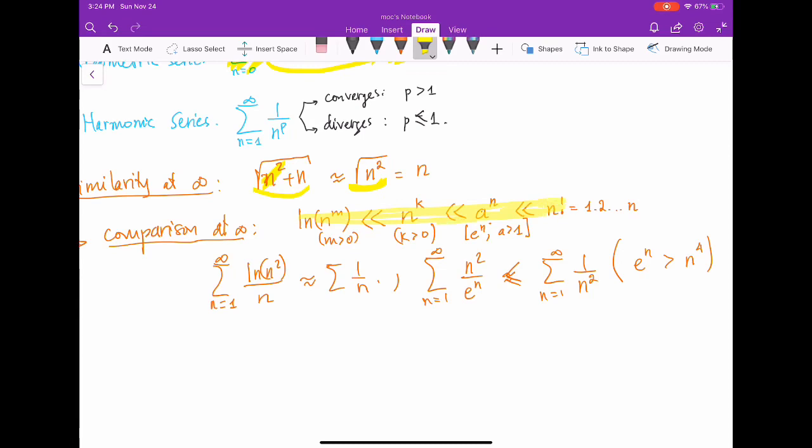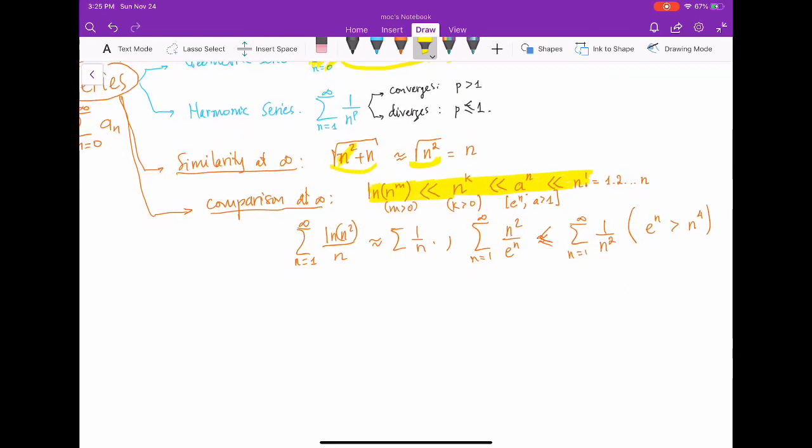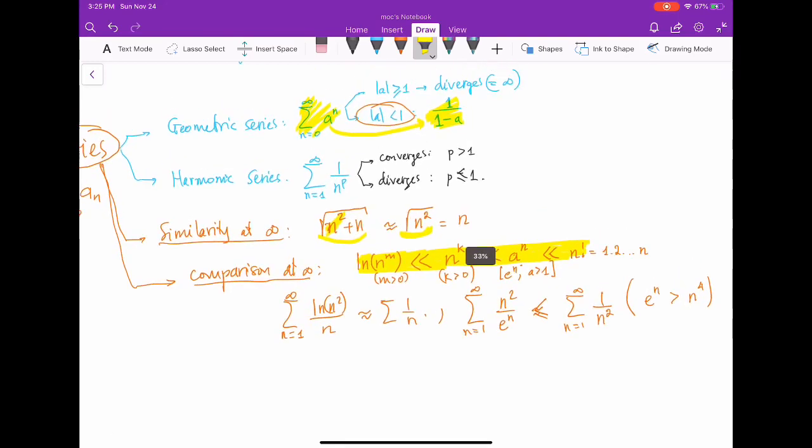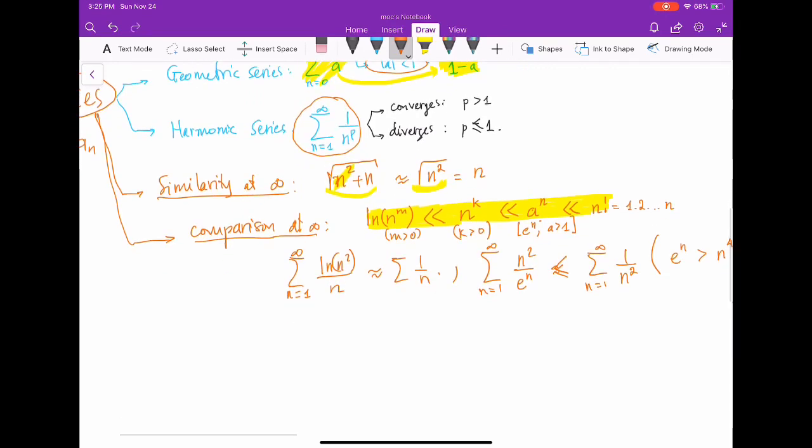I will tell you this, using this technique, we can avoid using L'Hopital's rule. But that's okay, we accept it in this course. These two things help us a lot, because we can reduce some given series into one of the harmonic or geometric series.